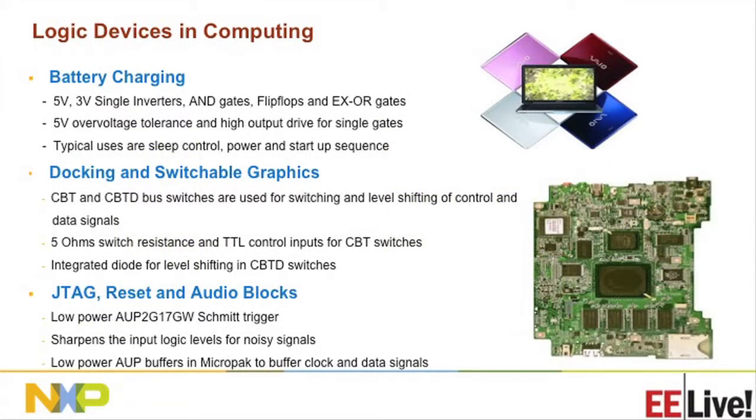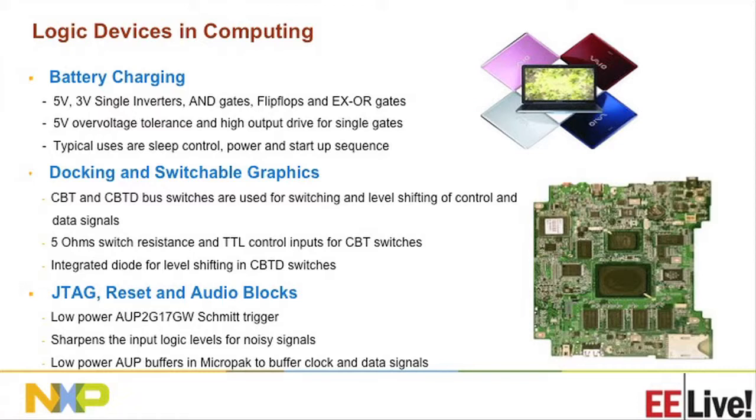So if you look at the computing platforms today, like tablet PCs, like some of the Chromebooks, for example, this is where you would see the typical use of these logic devices. So the single gate, dual gate, and triple gate logic, you would see it in the battery charging, where you need some overvoltage tolerance and high output drives. You would see some CBT switches, which are also logic. These are the crossbar switches. You could do some graphics between displays, graphic switching between displays using crossbar switches.